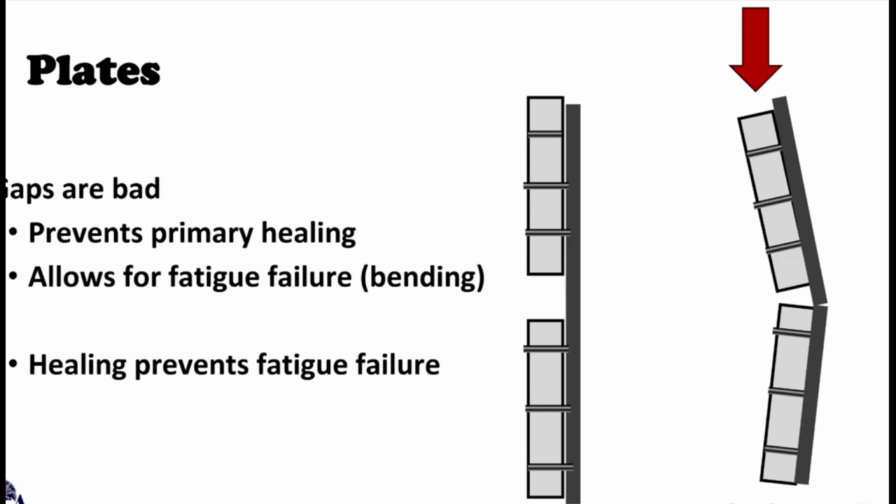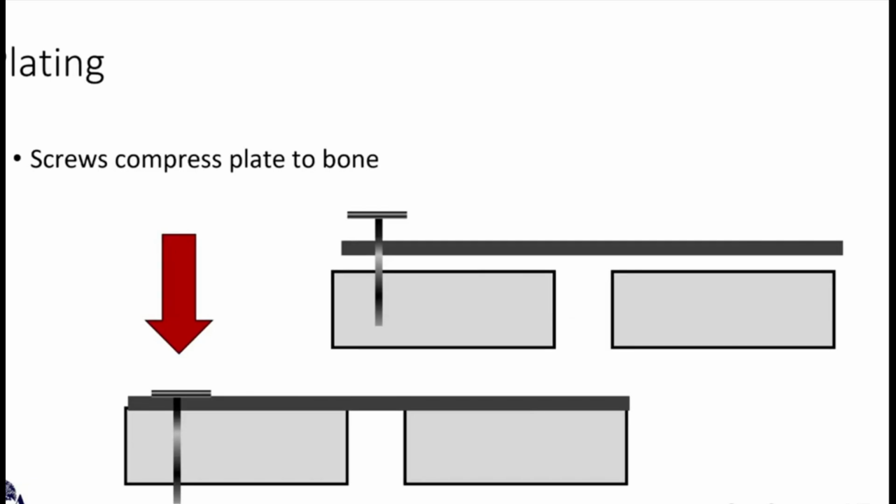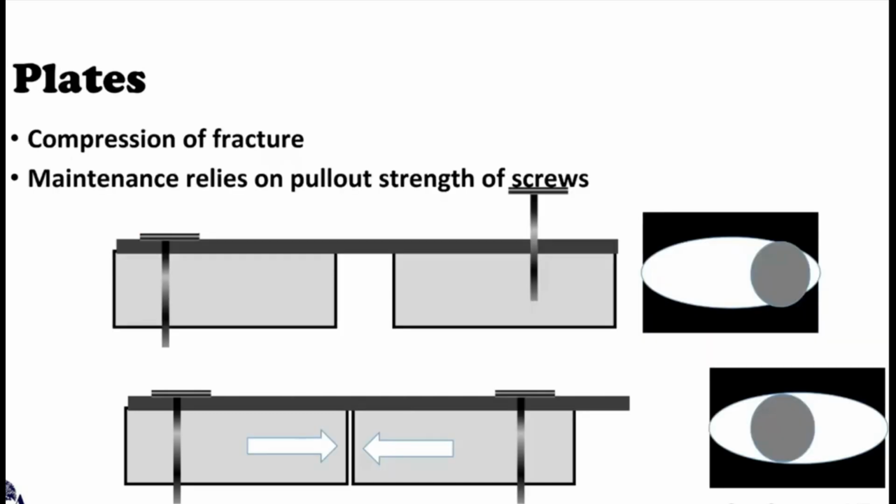And if you have healing, it'll prevent fatigue failure, but if you don't get healing fast enough, this can fatigue. So we said that screws can compress a plate to bone, as shown here. If you use a standard cortical screw, and let's say that your plate is contoured perfectly to how that bone should be, well, then this is a great indirect way to use those screws to help the plate help to reduce the fracture for you, and that's a reduction technique, for example.